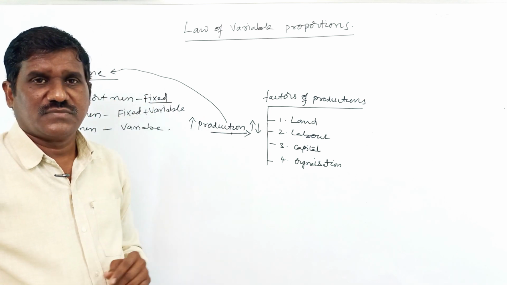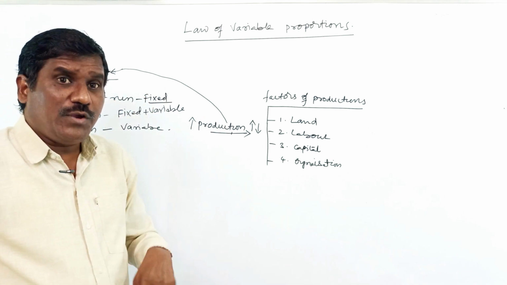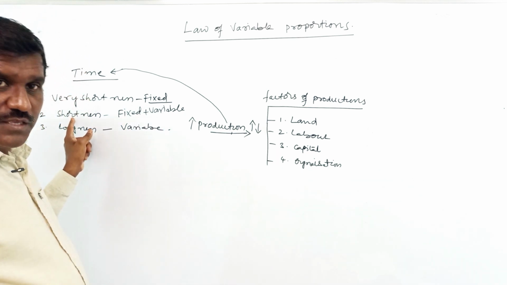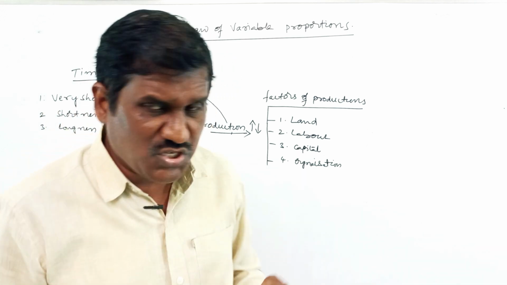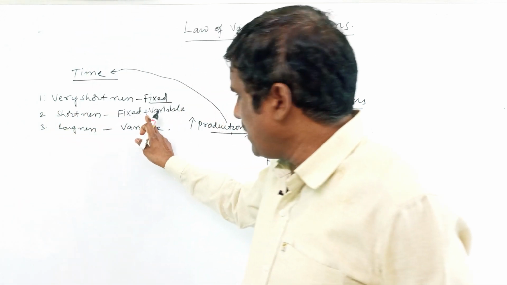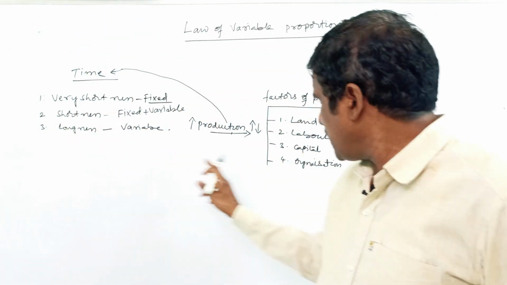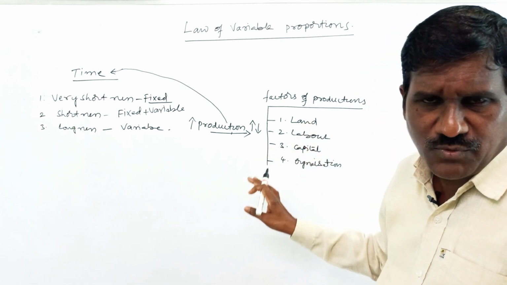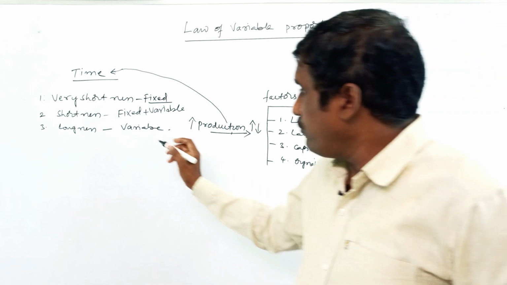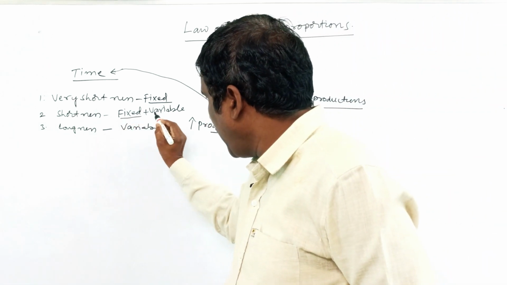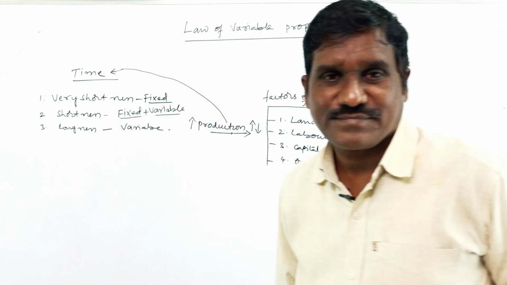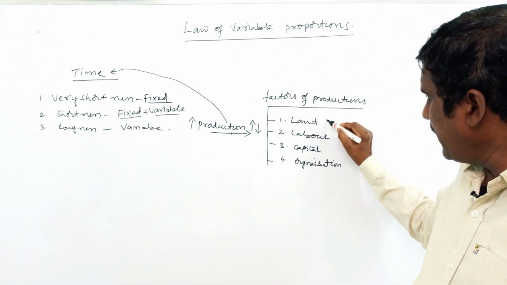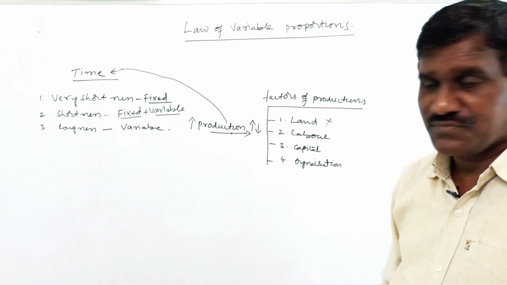Suppose we want to increase the production in the short run, see me. If you want to increase the production in the short run, is it possible to change all factors of production? No. Why? Few factors are not supported and few are supported. Suppose land is not supported in the short run.